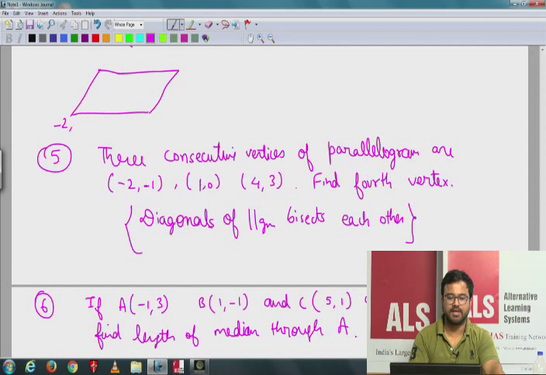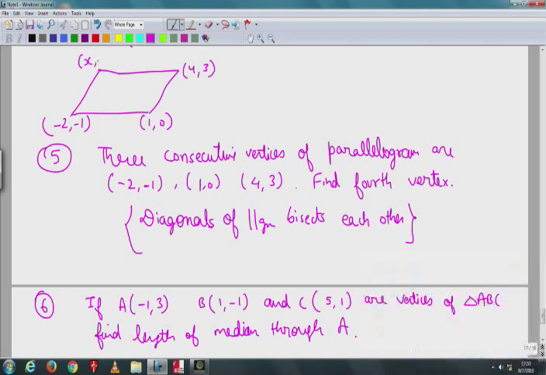So consecutive vertices -2, -1, 1, 0, 4, 3. Let's say the fourth vertex is x, y. Now I have given you the hint that diagonals of a parallelogram bisect each other. It means the midpoint of both the diagonals is the same. This diagonal and this diagonal are meeting at this point. Since they bisect each other, this part is equal to this part and this part is equal to this part. So you have to equate the midpoint of both of them.